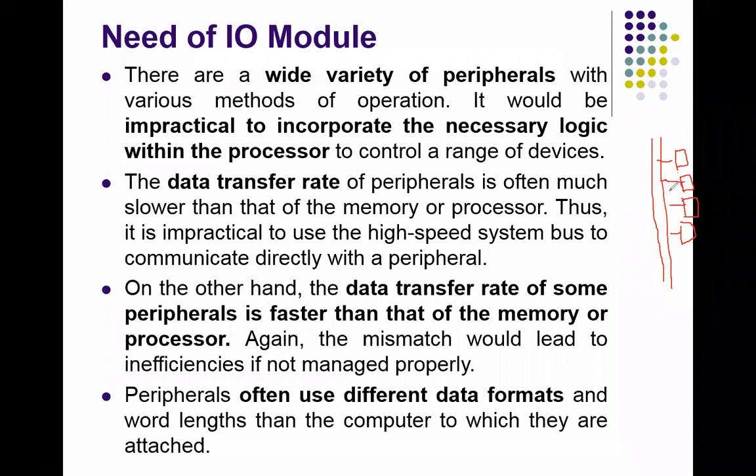So actually what we require is another device which controls all these devices, because these different devices have different data transfer rates, right? And as we have discussed earlier, the processor cannot handle this wide range of multiple devices. So that's why another module is required to coordinate with all these different types of input output devices.